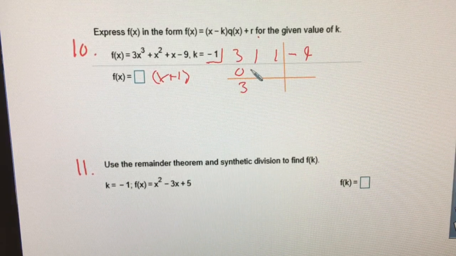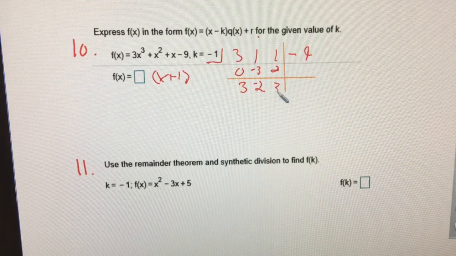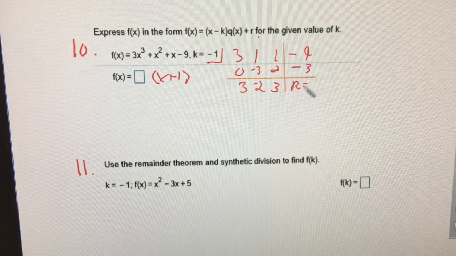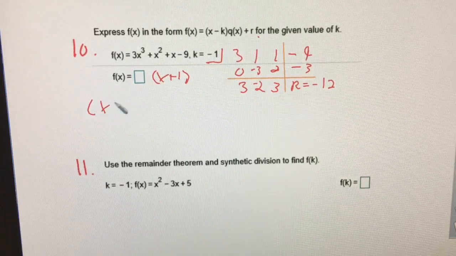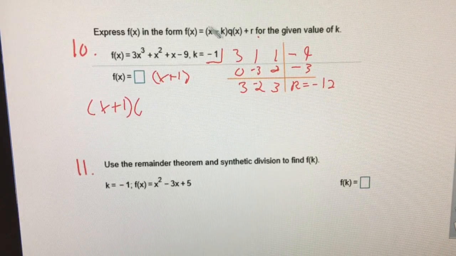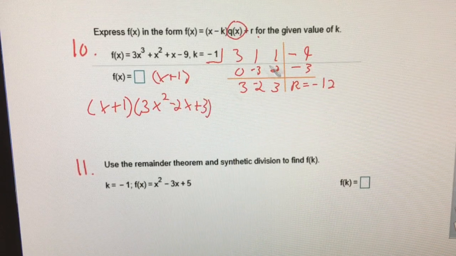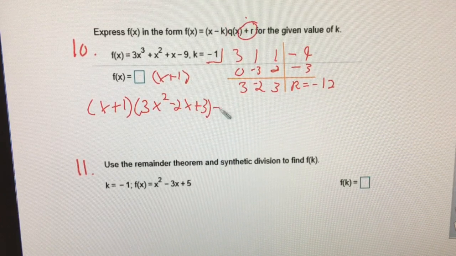That's going to give me 3. Negative 1 times 3 is negative 3. Negative 2. 2, 3. Negative 1 times negative 3 is negative 3. That gives me a remainder of negative 12. So x plus 1 is the first part of my answer from the format that they give me. Then that's going to be multiplied. That's my quotient right there. So that's going to give me 3x squared minus 2x plus 3. And then it wants me to add the remainder at the very tail end. So that's going to be minus 12.